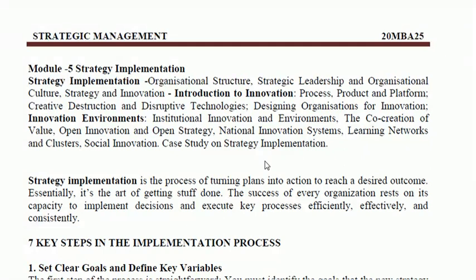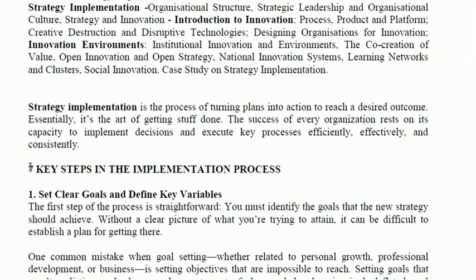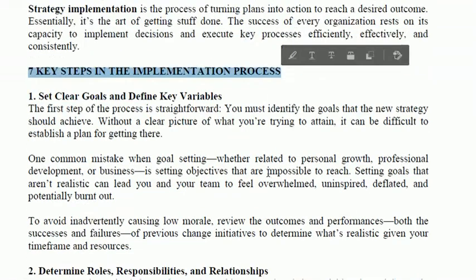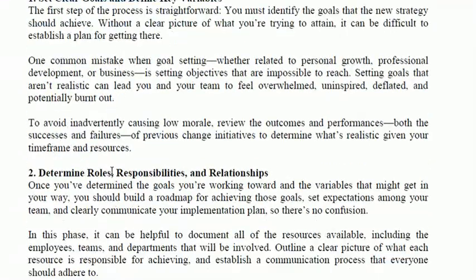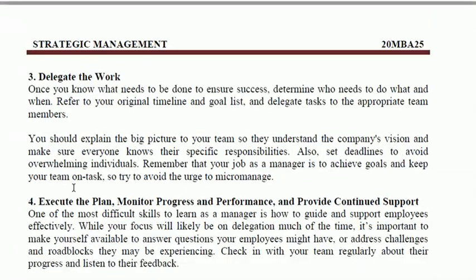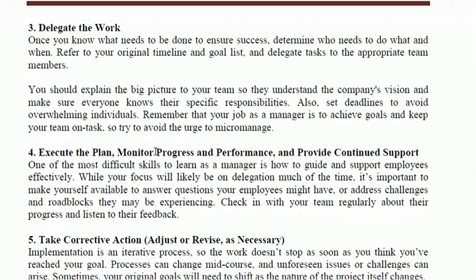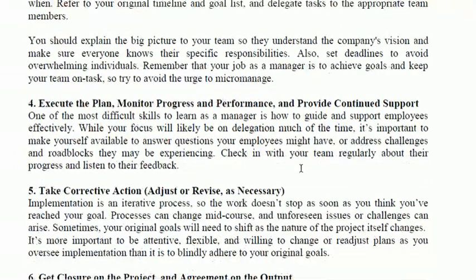After that, in the fifth module, we used those things from the second, third, and fourth modules. After deciding what strategy to implement, the company will begin the implementation process. And we studied the seven key steps in the implementation process: setting clear goals, determining roles and responsibilities, then delegating the work to the employees, then executing the plan, monitoring how the process is happening and the performance of each individual or each team, and then providing continued support. That also plays an important role.